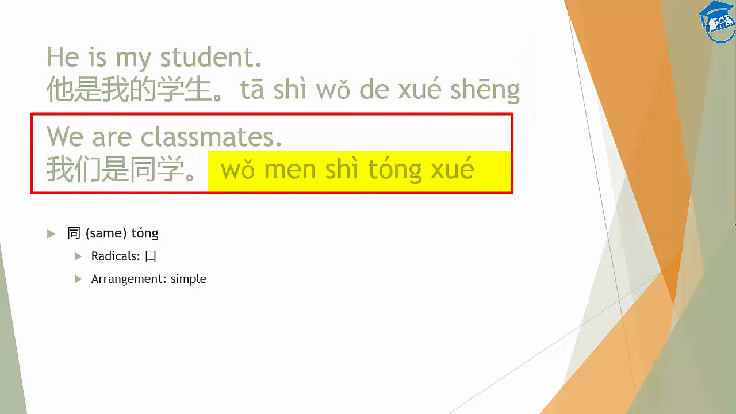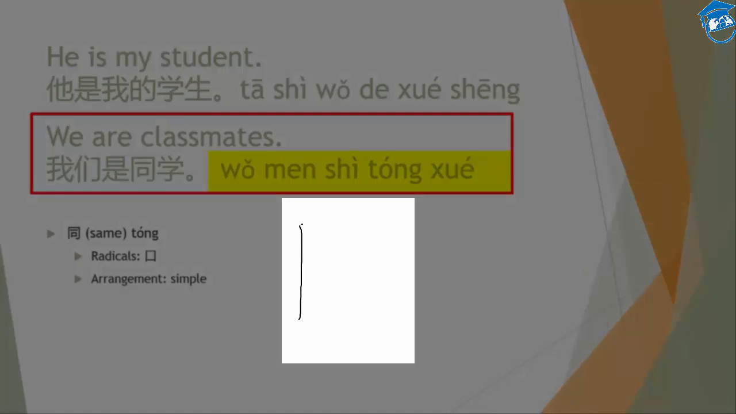We are classmates. 我们是同学. Okay, so 同 is finally the new word, and it means same. And of course, to say same, you have to combine it with other words. For now, you know that classmates is 同学 in Mandarin, which is like we are learning in the same classroom or from the same teacher. So that's how classmate is formed. Okay, so this is the pinyin, and the radical is this one. The arrangement is simple. Okay, so here's how to write 同. 1 2 3 4 5 6 同.